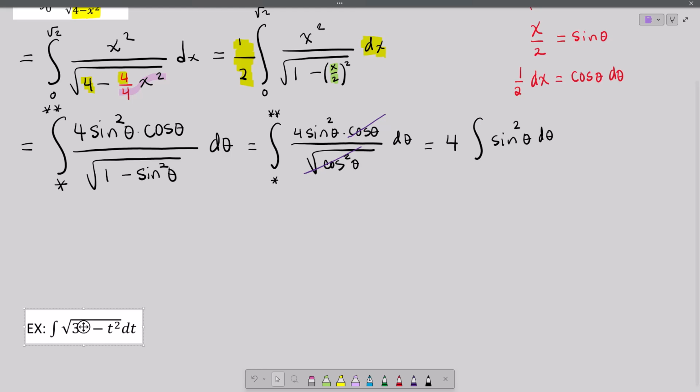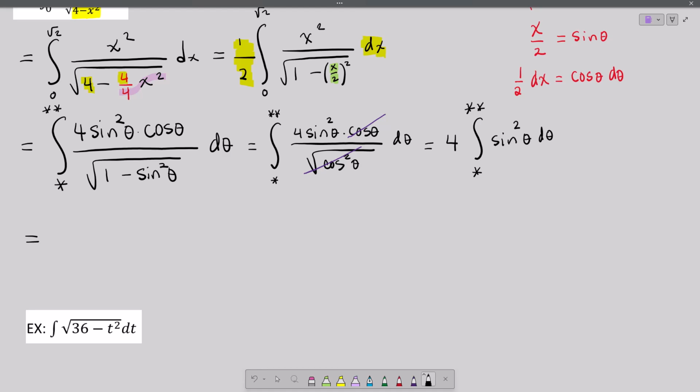How do we integrate sine squared? Oh, let me put my placeholder limits. How do we integrate sine squared? Not yet. First we have to do something. The power is a 2 here. We have to power reduce. We have to reduce the power on a sine squared or a cosine squared. So these are the 2 power reduction identities that you have to know.